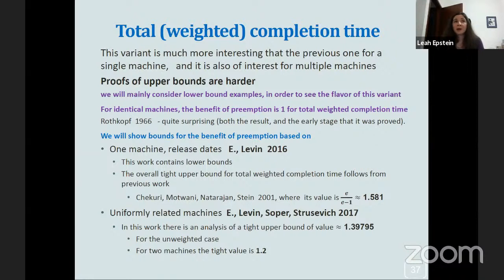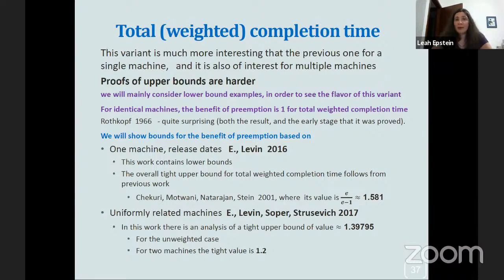So upper bounds may be harder than before, because you're interested in all jobs and not just in one job that completes last. But there are some surprising results known, results from really many years ago, showing that for total weighted completion time, still the benefit of preemption is 1 if the machines are identical. And what I find surprising is not only the actual result, but also that it was proved at such an early stage. Because usually if you have a look at papers from then, they are not very complicated.